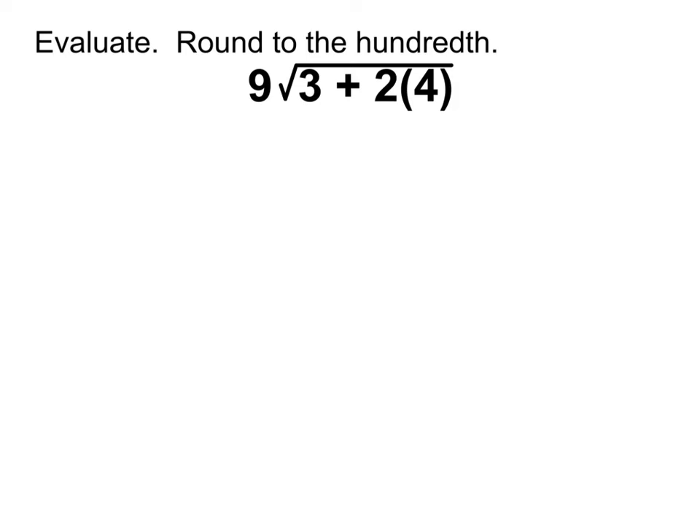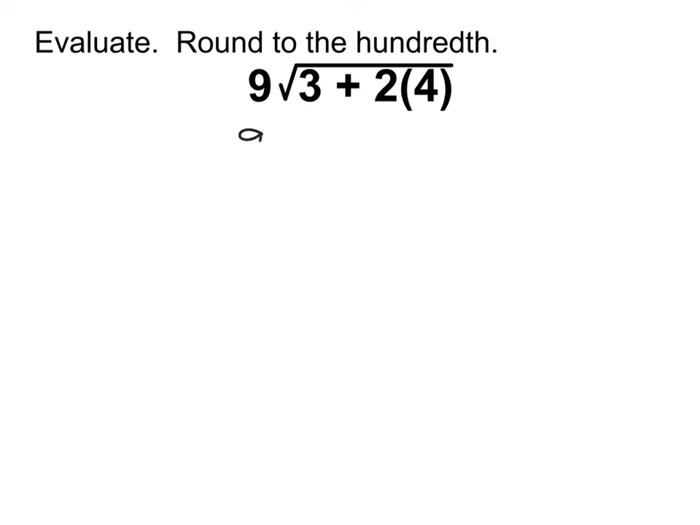All right, so in this case, we need to do the stuff that's inside of the square root first. And so that means the 3 plus the 2 times the 4. Which part of that do I do first? The 3 plus 2 or the 2 times 4? 2 times 4, absolutely, because order of operations, multiplication first.